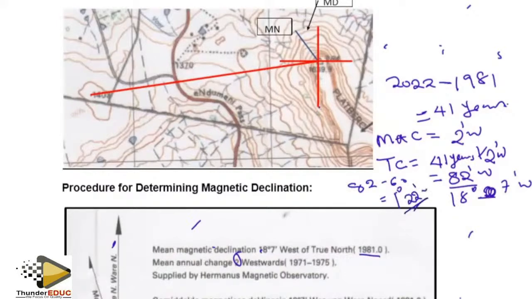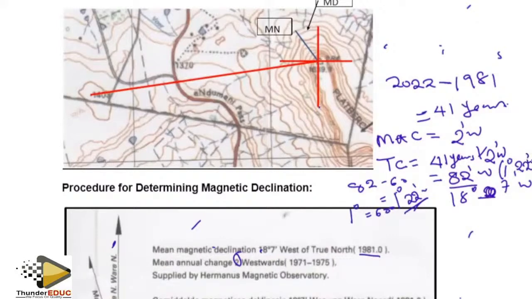Okay. Where do we get this? You know that 1 degree is equivalent to 60 minutes. Now we have 82 minutes. How many degrees shall we have? We shall have 1 degree and we shall be remaining with 22 minutes. So instead of putting 82 minutes westwards, we shall say it is 1 degree 22 minutes west. Okay, so that is what we have.